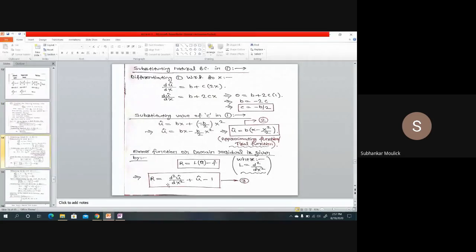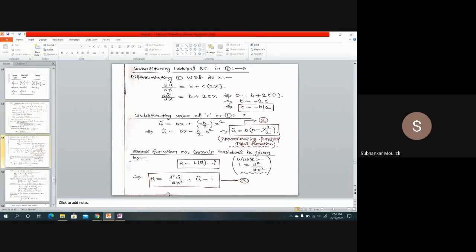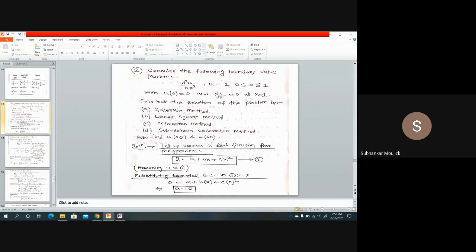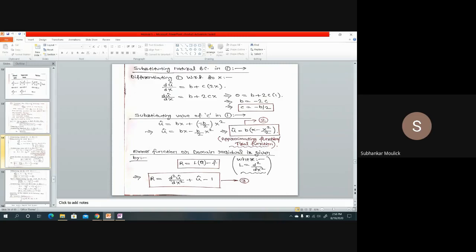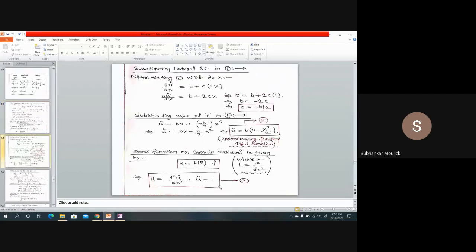So see, domain residual is d2 u cap over dx square plus u cap minus 1. Fine. Let's say this is equation number 3. Now, in order to find the expression of this domain residual in terms of the assumed trial function, you need to differentiate the assumed trial function 2 times. Then only you will get d2 u cap over dx square plus u cap minus 1. Then you can write this domain residual in terms of this trial function. Yes or no? Yes sir, definitely.